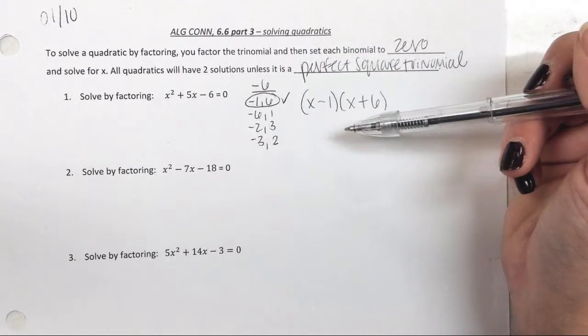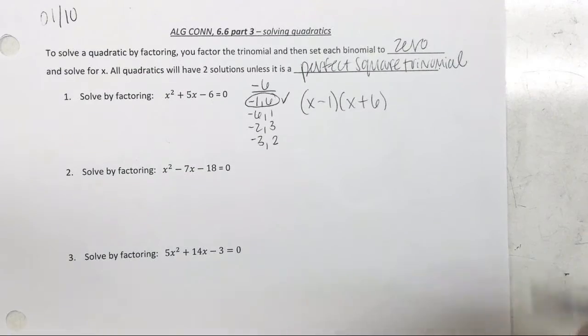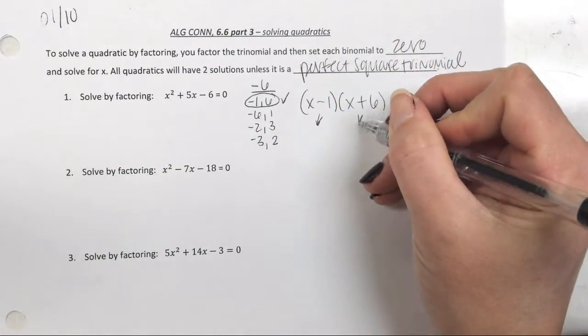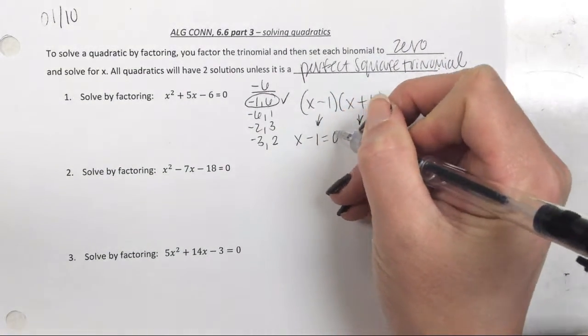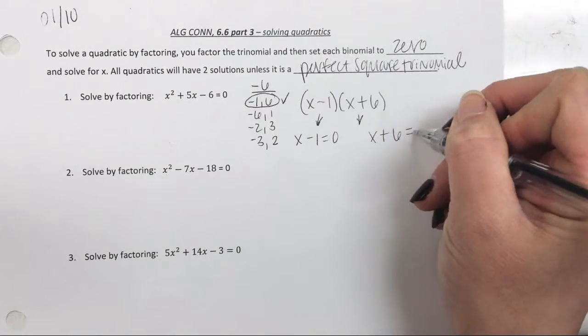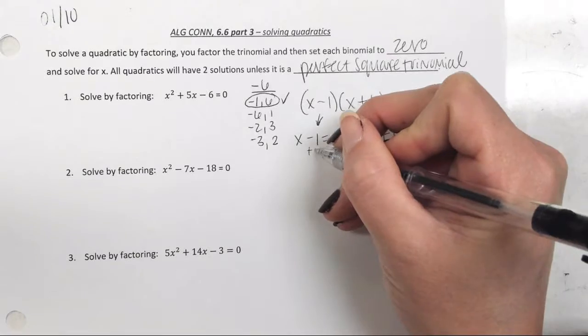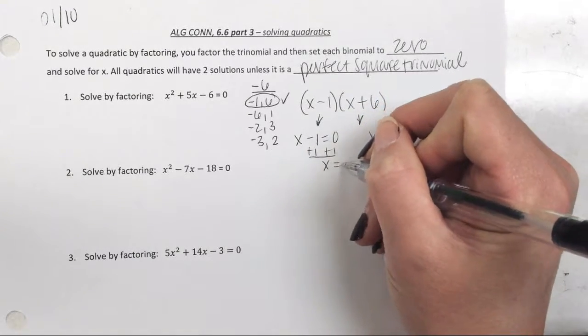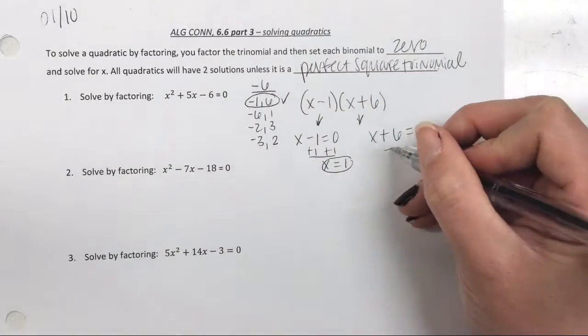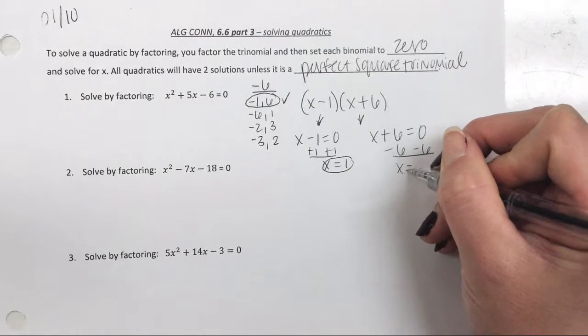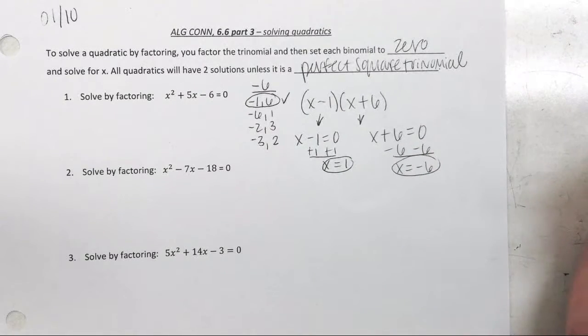From here, to solve quadratics, you're going to take each binomial and just set it equal to 0 and solve for x. So in this one, to solve for x, we'd have to add 1 to both sides. So x would be 1. And in this one, we'd have to subtract 6 from both sides and get x equals negative 6.